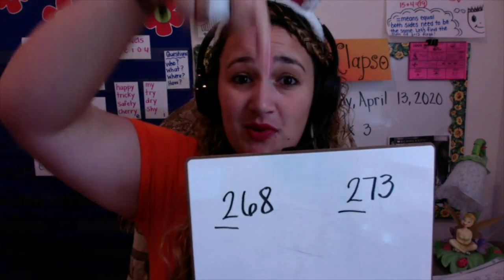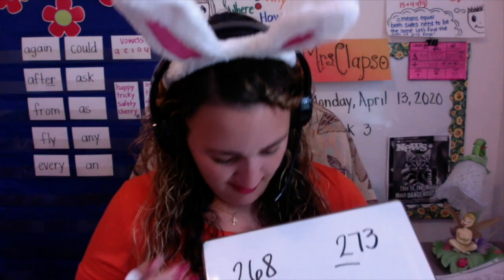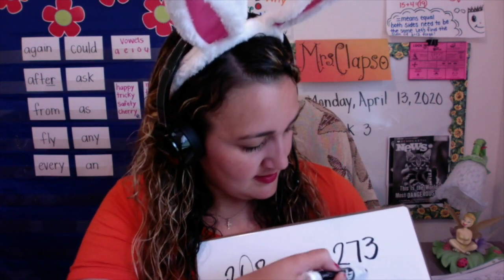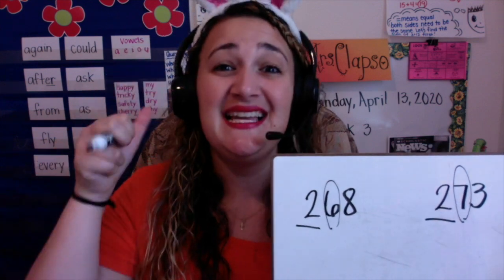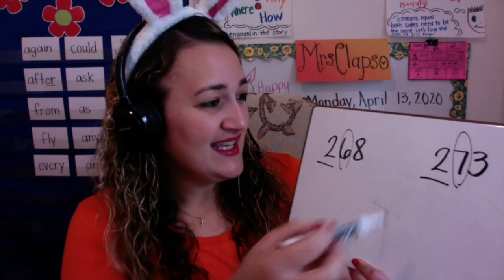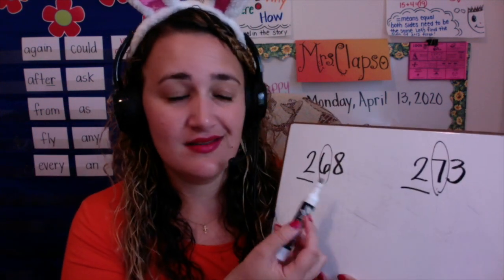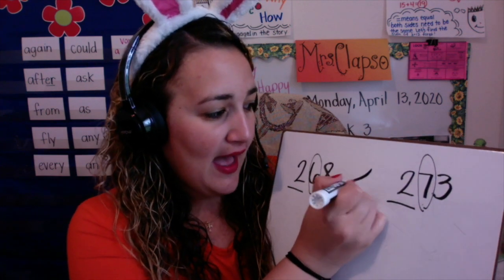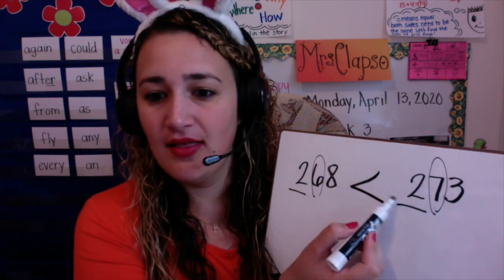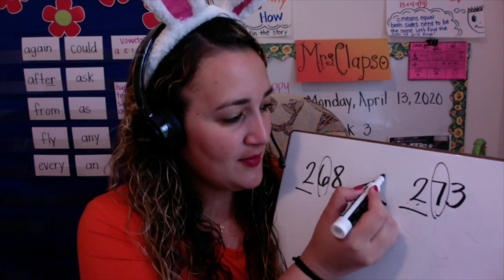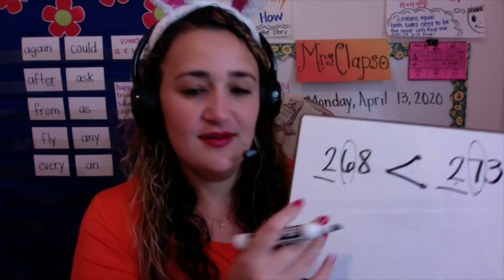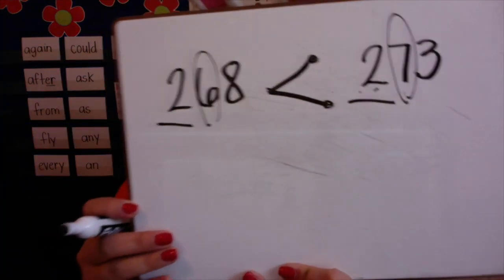So I'm going to go to the tens place. 6, 7. Can that help me? Yes, it can. 7 is greater than 6. So I know the alligator is going to eat the greater number. The greater number. There you have it. So make sure you take your time and look at the place values.